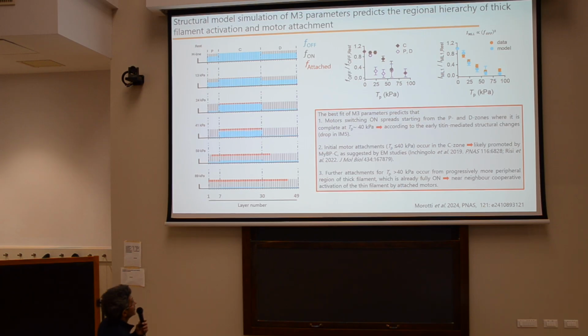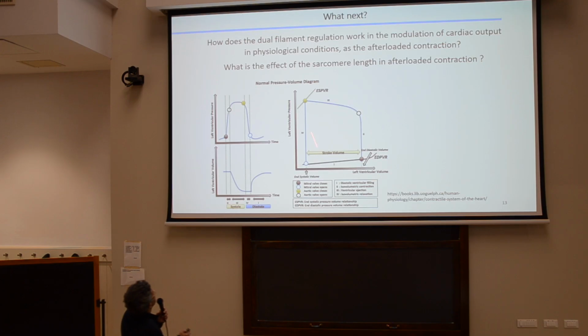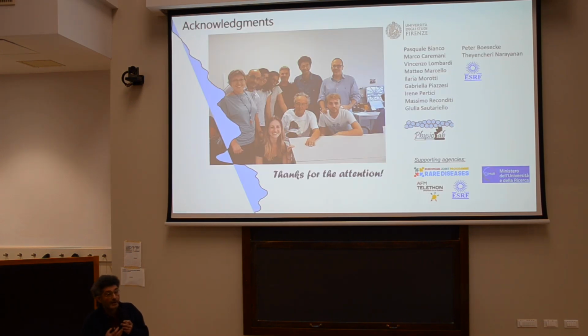This is likely promoted by the myosin-binding protein C, which is located in that part of the thick filament. Further attachment for forces larger than 40 kilopascal occurs from progressively more peripheral regions of the thick filament, which is already fully on. This could be related to the near-network cooperative activation of the thick filament by the attached motors. Next, we want to see how the dual filament regulation works in the modulation of cardiac output in more physiological conditions, and therefore using afterload contraction. And I finish here. I thank my collaborators and all of you for your attention. Thank you.